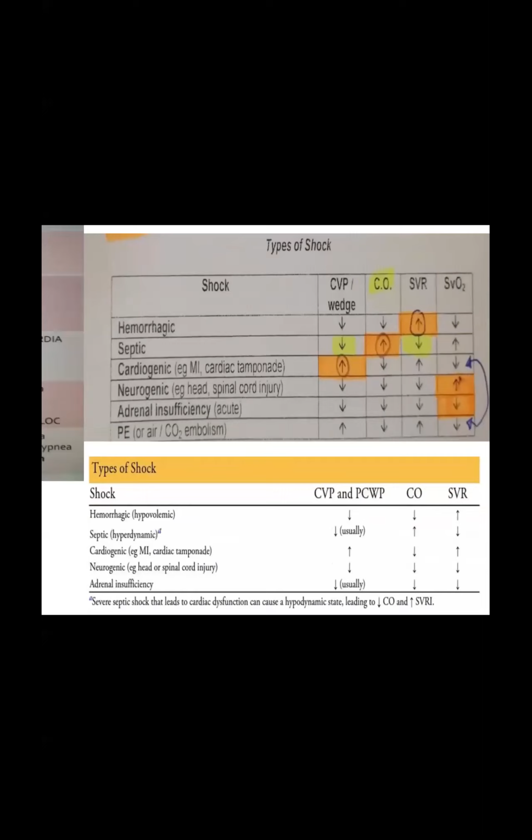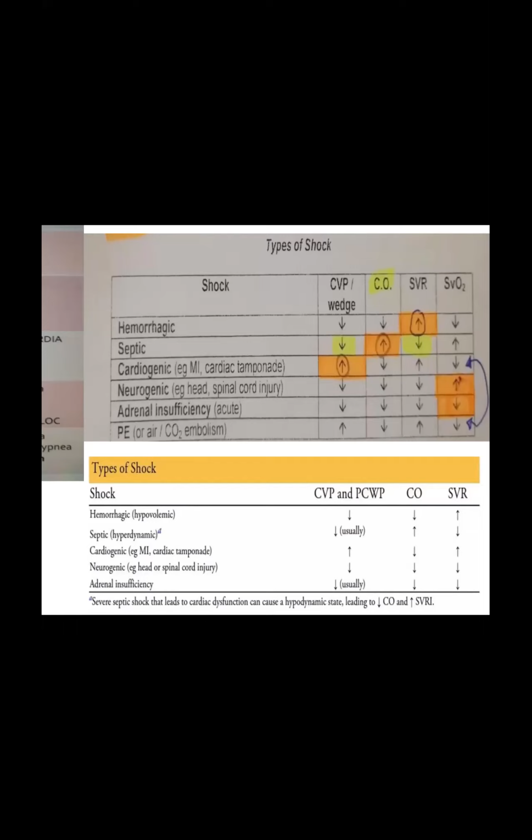Otherwise, cardiac output, oxygenation, and central venous pressure will be lower. Only vascular resistance will be higher, only one point. Septic: in septic shock, only cardiac output will be higher. So in septic shock, cardiac output is higher, and central venous pressure will be lower. Vascular resistance will be lower.